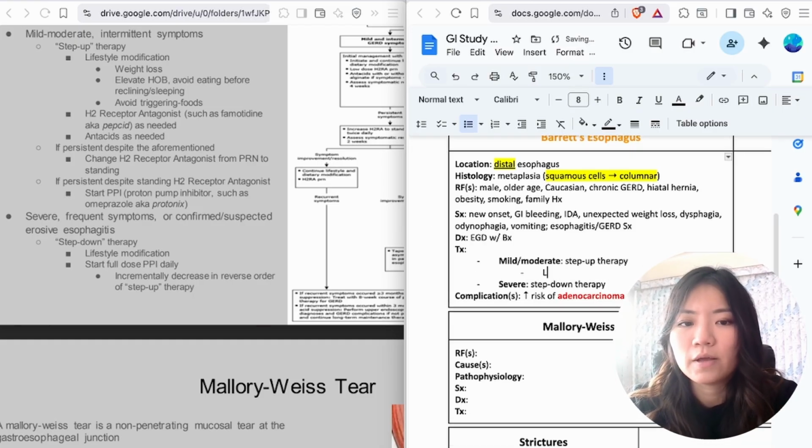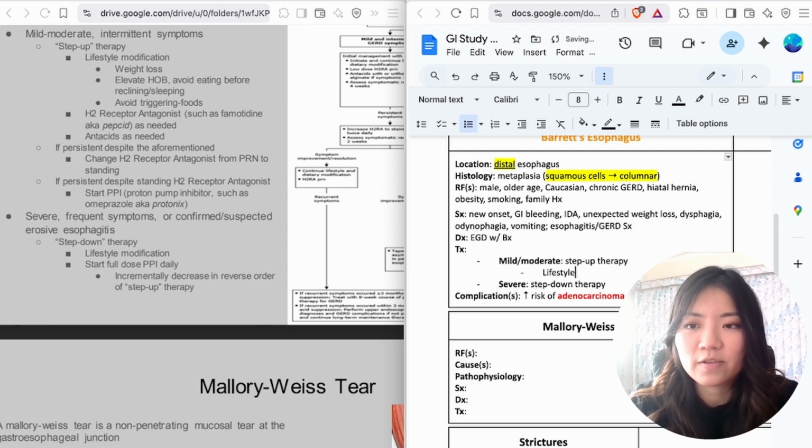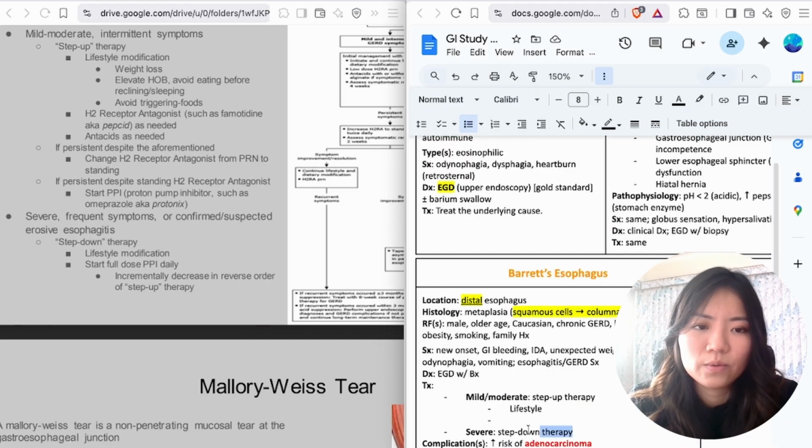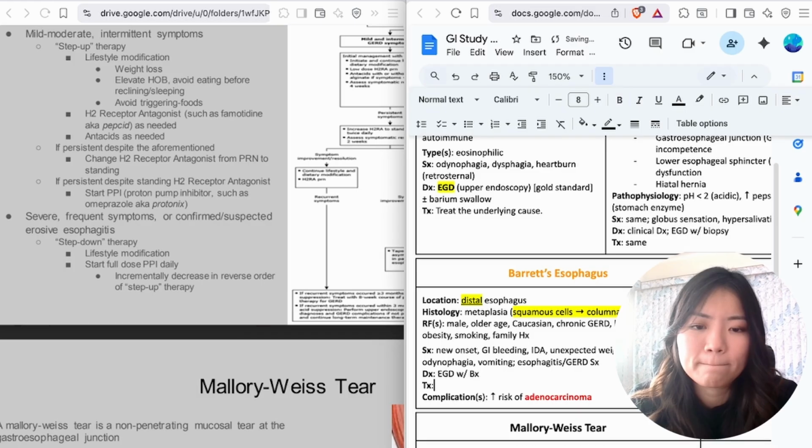This I would put like lifestyle. If you needed to specifically say what those things meant, like weight loss, etc., definitely feel free. I'm just going to skip it because I think this is honestly more for GERD. I'm actually going to GERD.